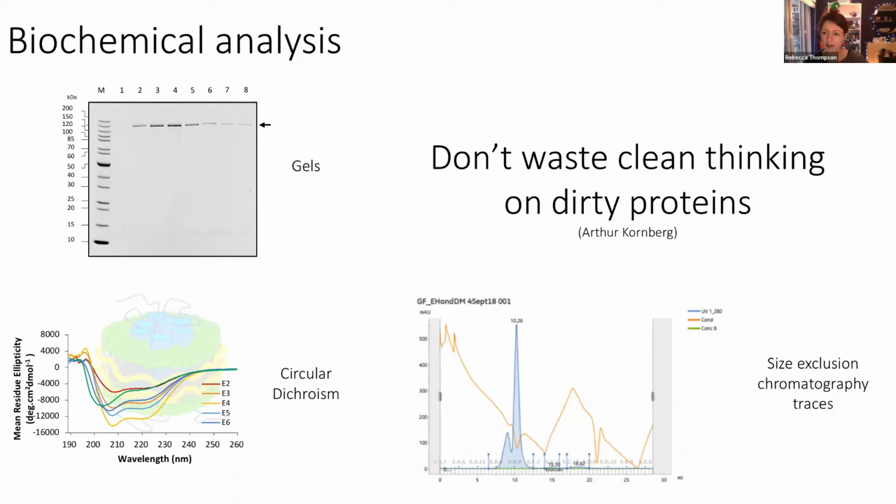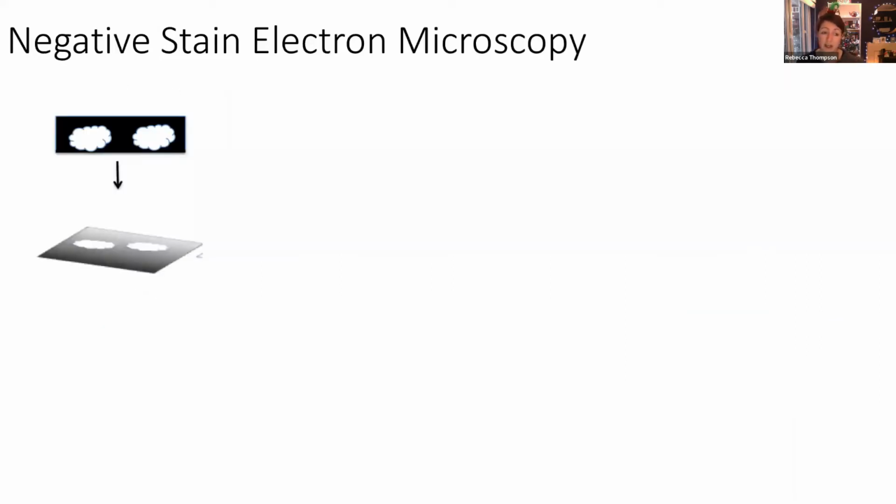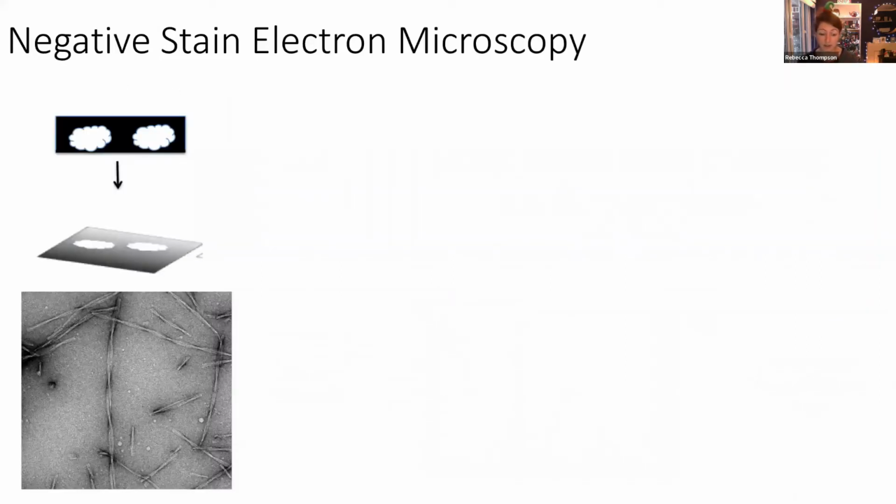So if you were accessing my facility through iNEXT-Discovery and you put in an application, you demonstrated that you have some gels and size exclusion traces showing a nice peak, and you shipped the protein to Leeds. Typically, the first thing that we would do when that sample arrived is do negative stain electron microscopy.